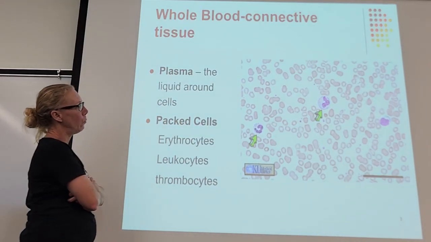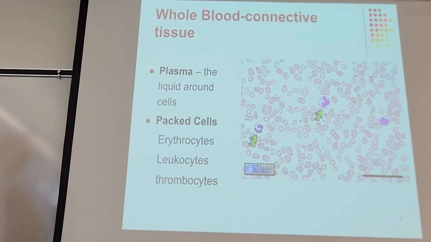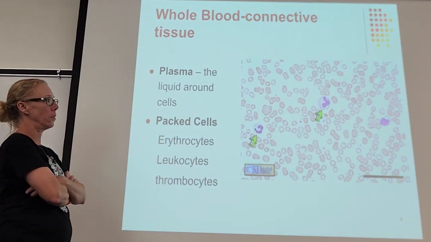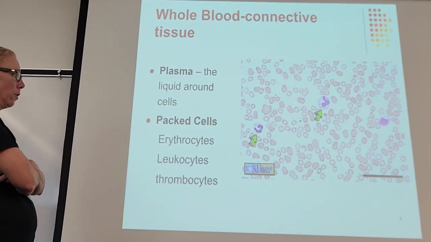Okay, so blood, we already know from lab, is a connective tissue, okay? So the extracellular matrix of blood consists of plasma. So it's a liquid extracellular matrix, right? So plasma is going to be anything that's just clear on the slide that you're looking at, which you've already looked at under the microscope.